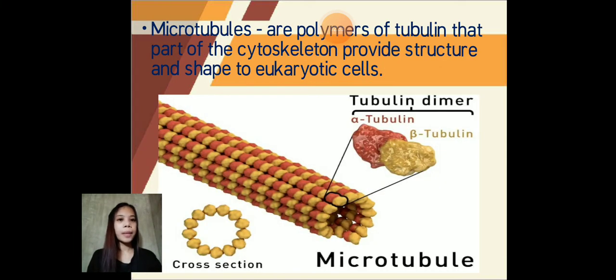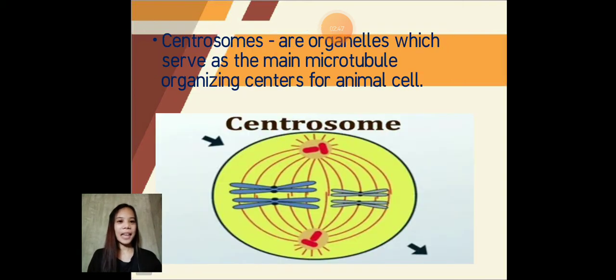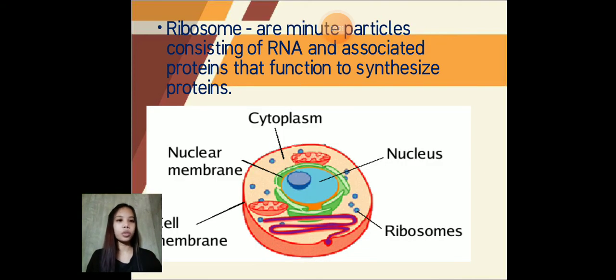And we have microtubules, which are molecules of tubulin that are parts of the cytoskeleton and provide structure and shape to eukaryotic cells. And also we have a picture of microtubules. And we have centrosomes. Centrosomes are organelles which serve as the main microtubule organizing centers of animal cells. And we have ribosomes. Ribosomes are minute particles consisting of RNA-associated proteins that function to synthesize proteins. And also we have pictures of ribosomes.